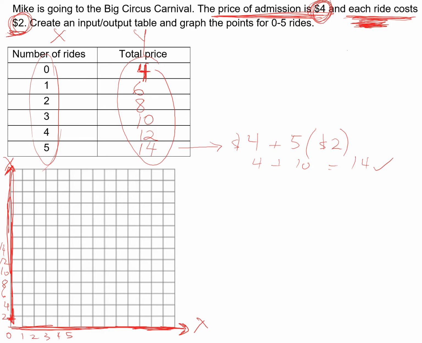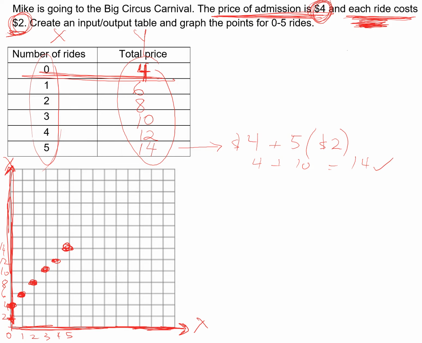Now, should we have a point starting at 0, 0? So we should not have a point because at 0, our cost is not 0, it's 4. And then from there, we're going to follow at a constant rate where for every 1 ride, we go up by 2. Remember that each box in this case on the y-axis was worth 2. And this is what our function would look like for 0 to 5 rides.